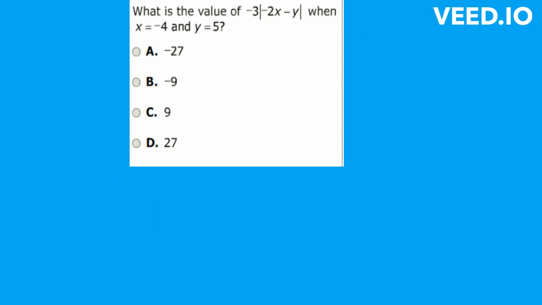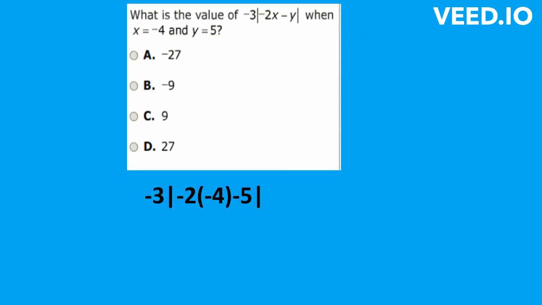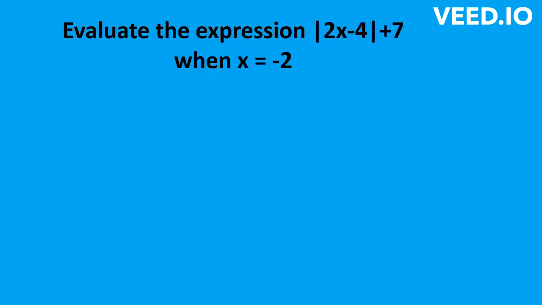Now let's come back to our question. Minus 3 mod of 2x minus y. So let's substitute the values of x and y. Minus 4 for x and 5 for y. So we have mod of 3 here, which is nothing but 3. So minus 3 times 3 is minus 9.